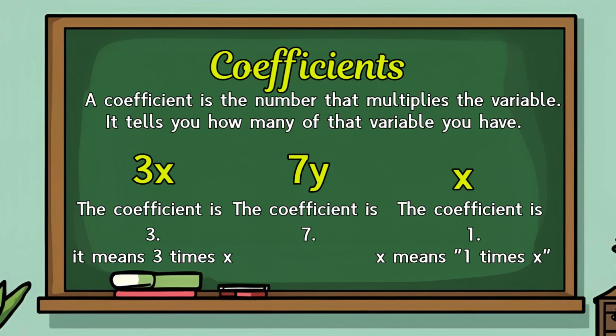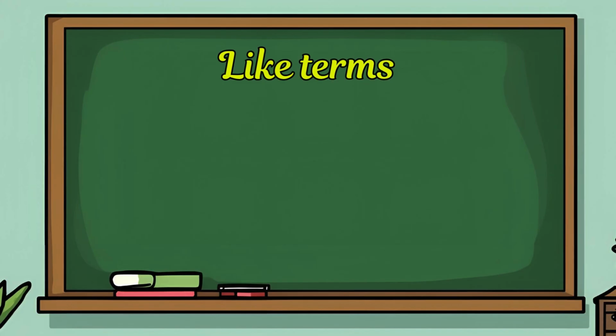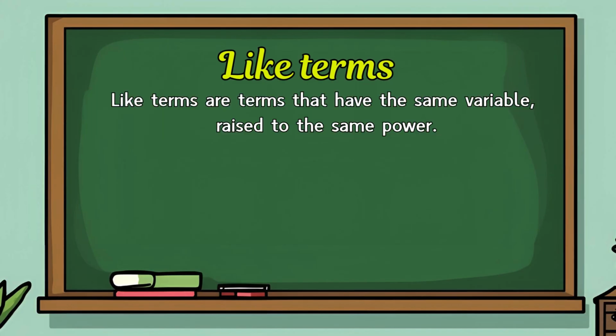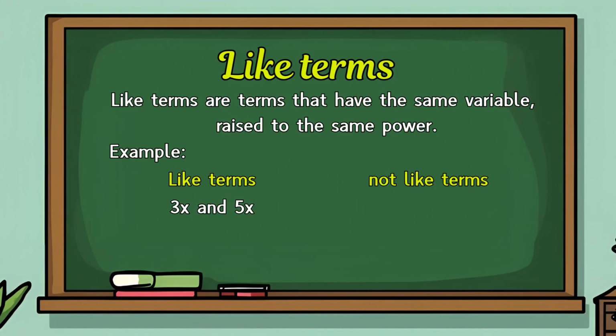Pretty simple, right? Now, let's talk about like terms. Like terms are terms that have the same variable raised to the same power. The coefficients can be different, but the variable part must match. For example, 3x and 5x are like terms because they both have x. You can combine them because they represent the same kind of thing.